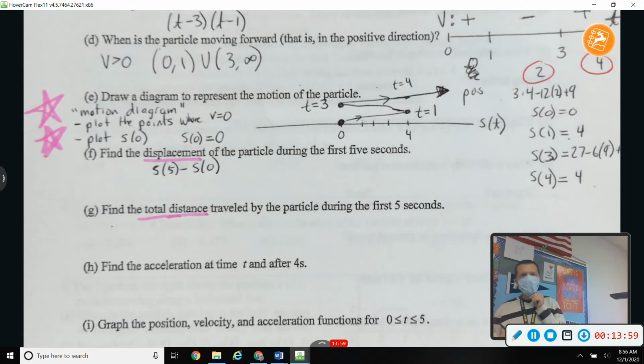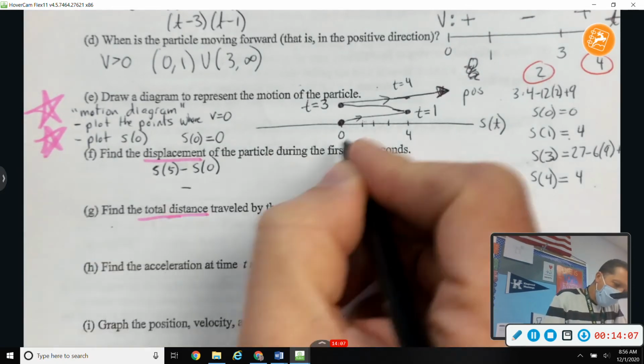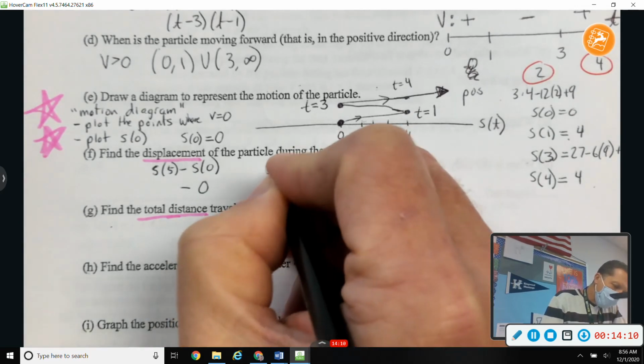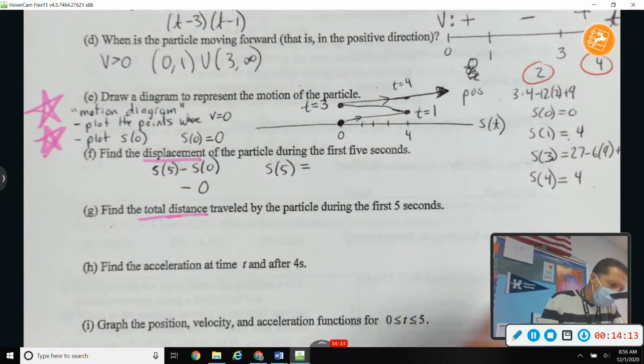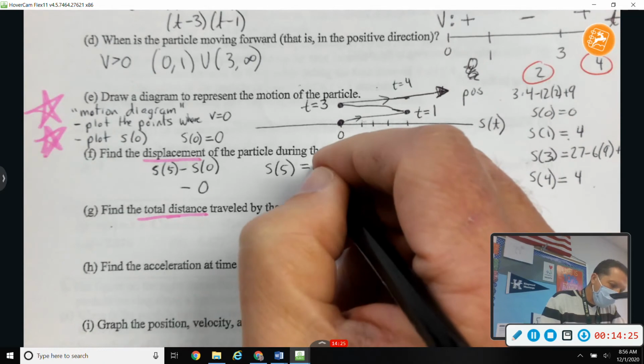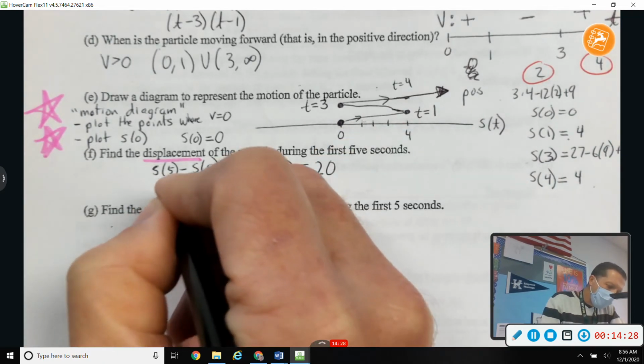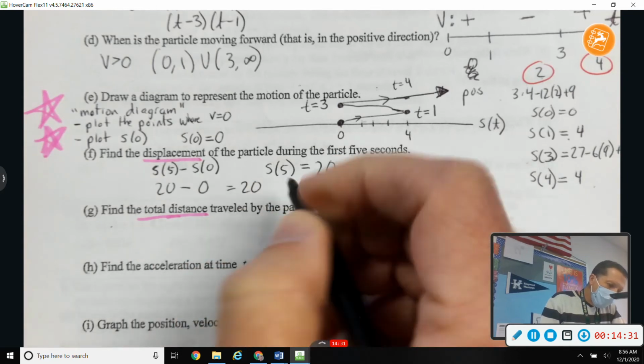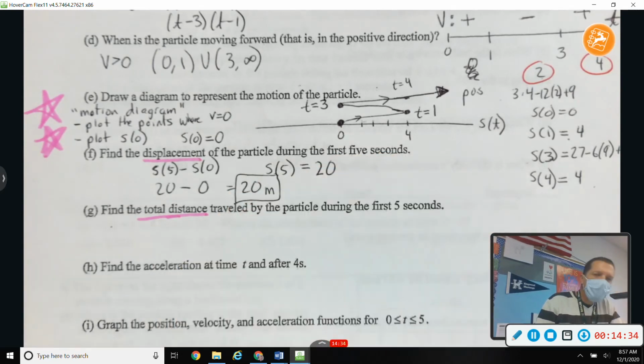So S of 5 minus S of 0. Where you are relative to where you started. S of 0 we already found. S of 5 we did not find yet. But I plug it into my formula for S, and I get 20. So in the first 5 seconds, you're 20 meters away from where you started.